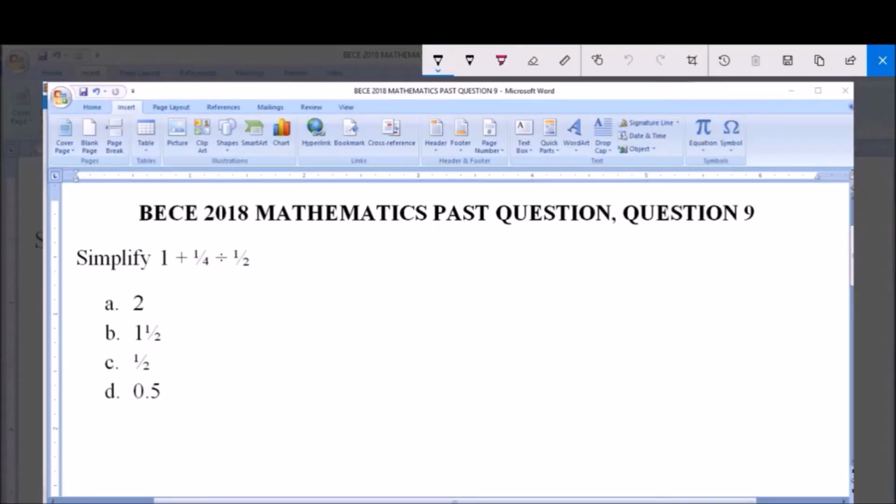Hello, good day and welcome. Today we're going to be dealing with BECE 2018 Mathematics Past Question 9. Simplify 1 plus 1 over 4 divided by 1 over 2. A, we have 2. B, we have 1 whole number, 1 over 2. C, we have 1 over 2. And D, we have 0.5.